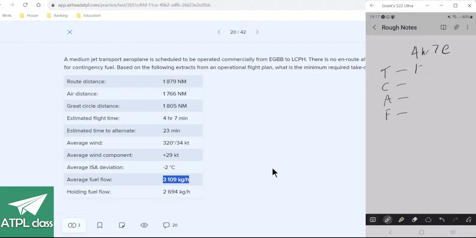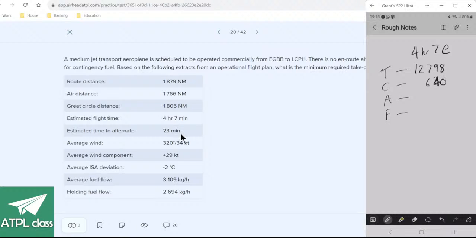It's going to be 12798, let's call it. Contingency, we're just going to go as 5% of the trip fuel. So let's go for that. 5% of that. 12798 times 0.05 is 640, let's call it.